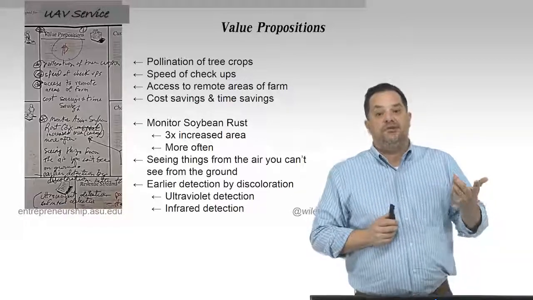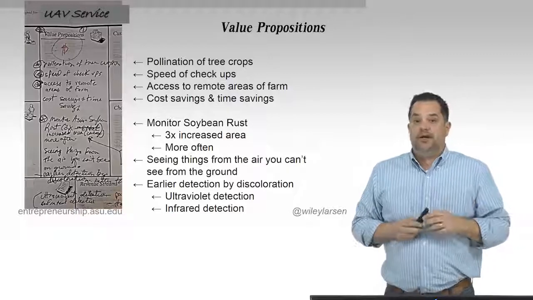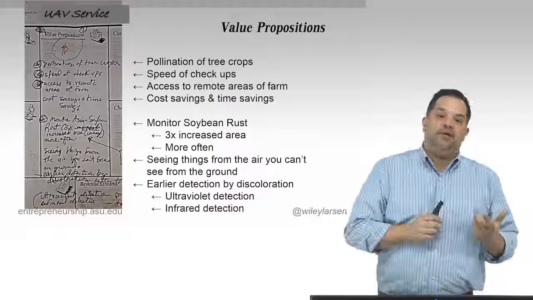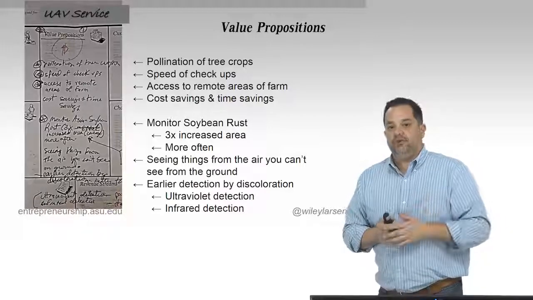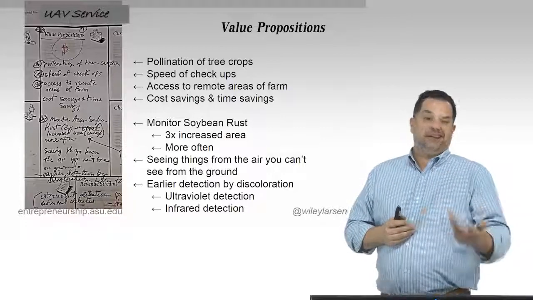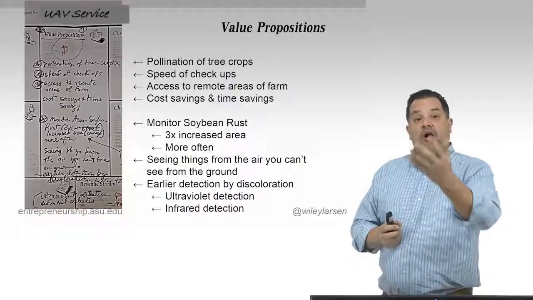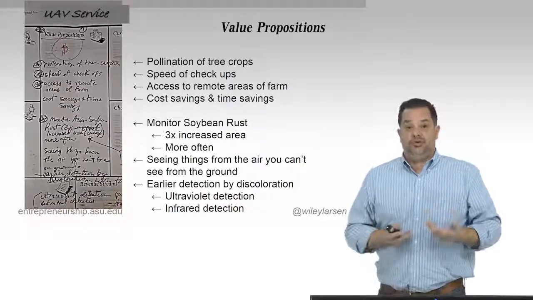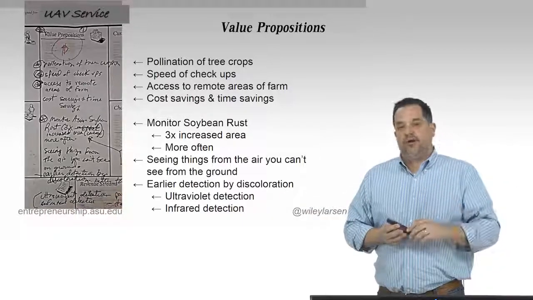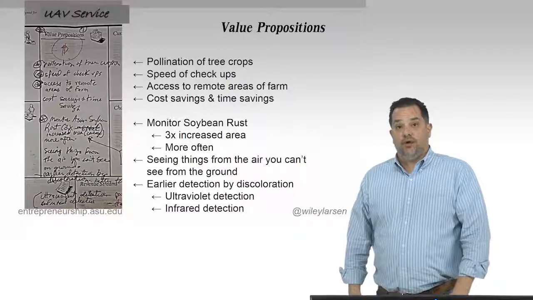We also realized that you can see things from the air oftentimes that you can't see from the ground. And so some of our customers might want to do that. And even if you have the right technology, like ultraviolet or infrared cameras, you could use a drone to detect things like fungus or diseases that your crops might have. So all of these things are things that a drone can do that a regular farmer or a crop monitor wouldn't be able to do. And we thought those were good values for our company.